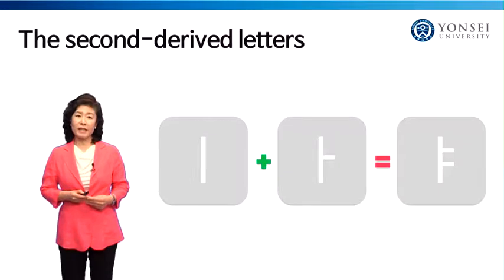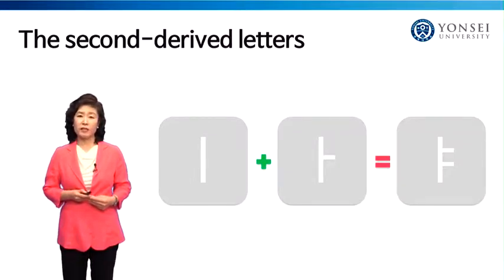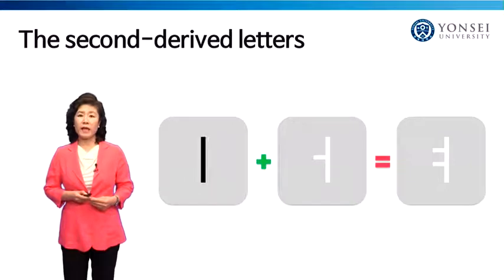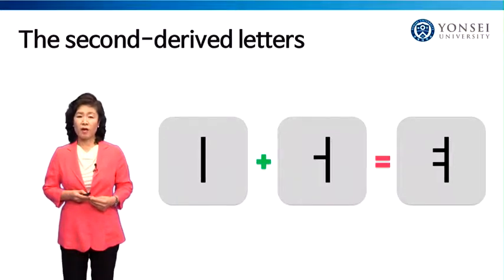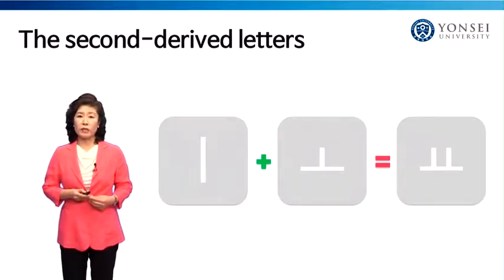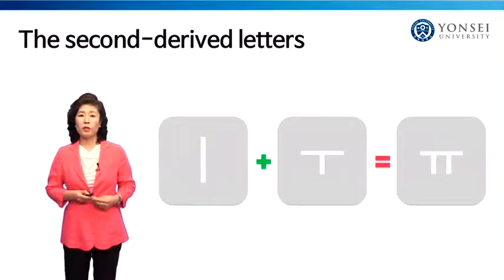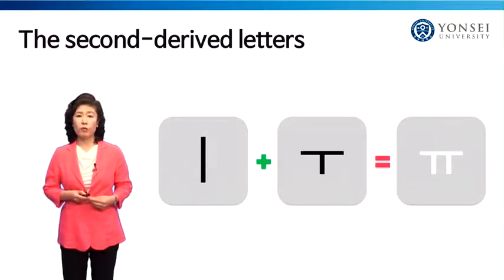Next, we have the second derived letters, which are diphthongs in English. Ya combines the E sound and the A sound. Ya, ya. Yo combines E and O, yo. Yu combines E and U, you, you.